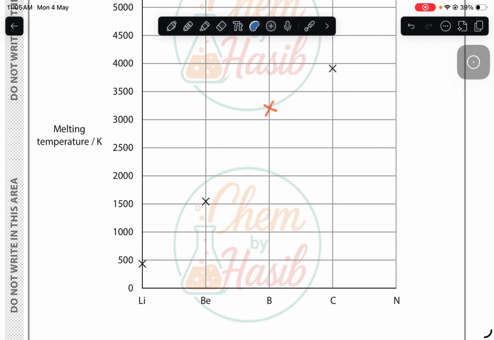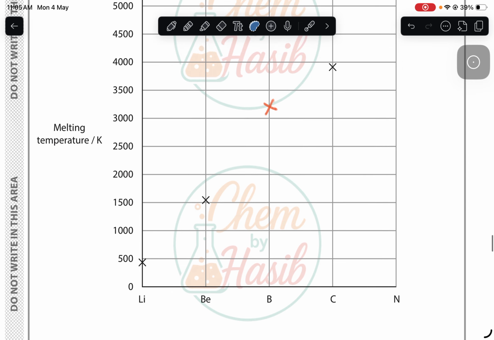But it shouldn't go very close to the carbon, right? It should be less than carbon. Then we have nitrogen. Nitrogen is a simple molecule, and since it's a simple molecule, it is a gas, it should have the lowest melting temperature out of all these elements. So it should have a melting temperature lower than lithium. It should be much lower than lithium, much lower, right?